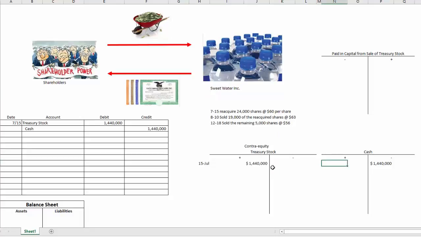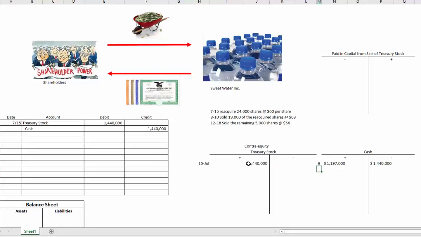So cash is always the easiest account to journalize when you have that as part of your transaction. Very simply, we're going to take the 19,000 shares times the $63 per share. Our cash increases by $1.197 million, and I could put somewhere over here that this is the August 10th transaction. I know it doesn't show up because I'm going to leave it, but the date would be there.